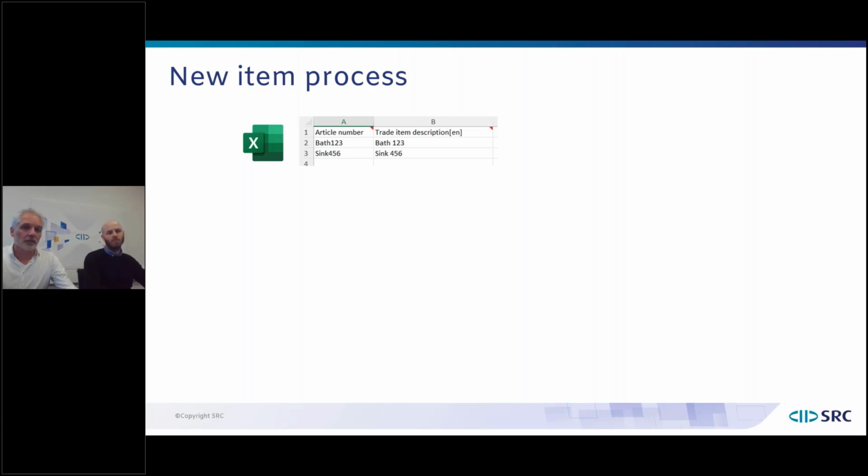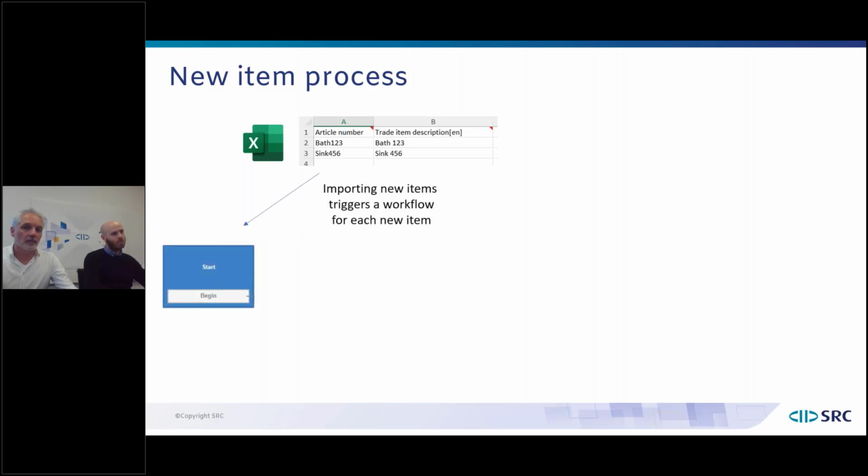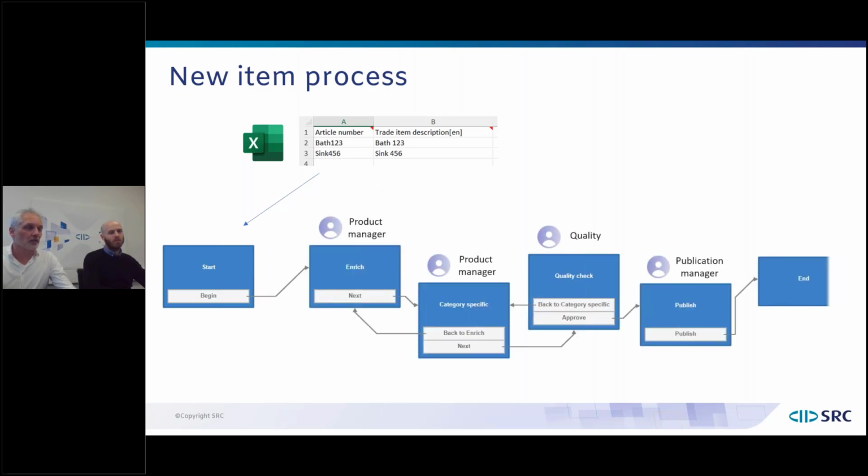So the first thing I will do in the demo environment is import this file. And importing this file will trigger a workflow for each new item. And the workflow is configured like this. So there are 4 steps.